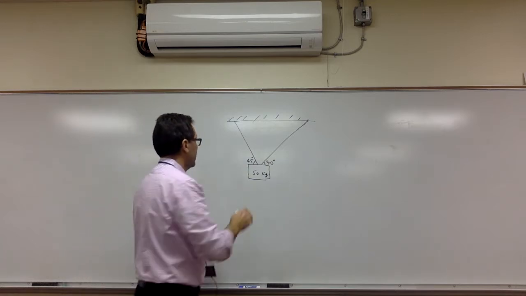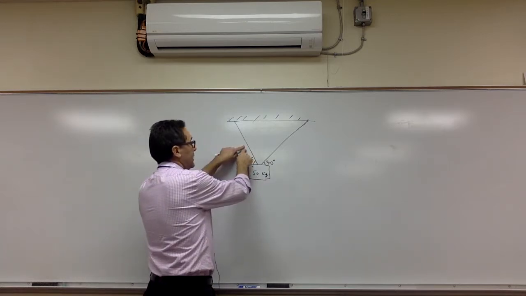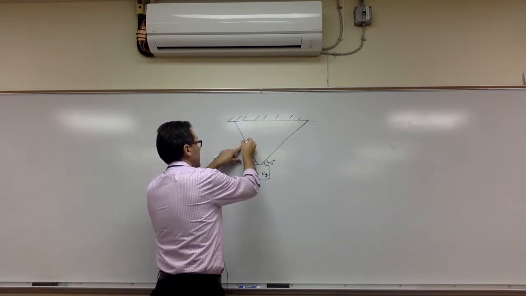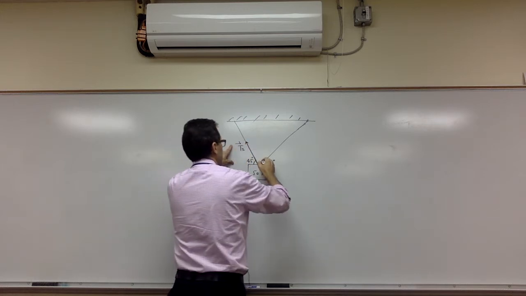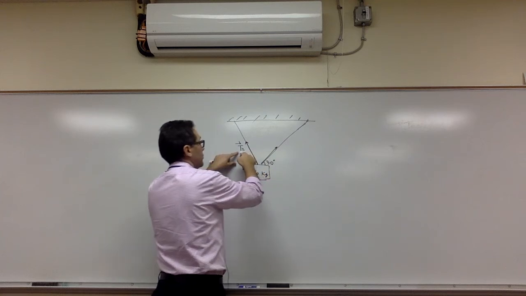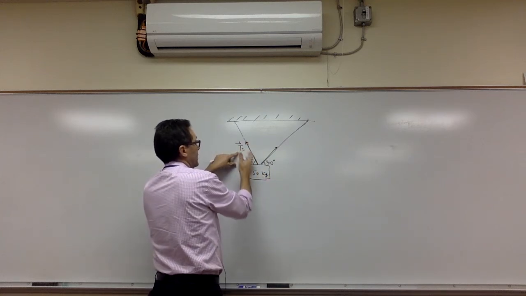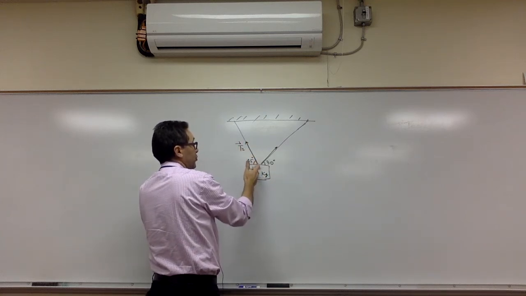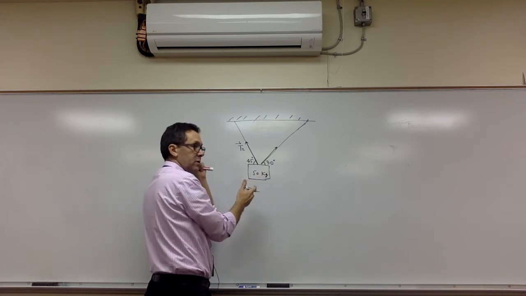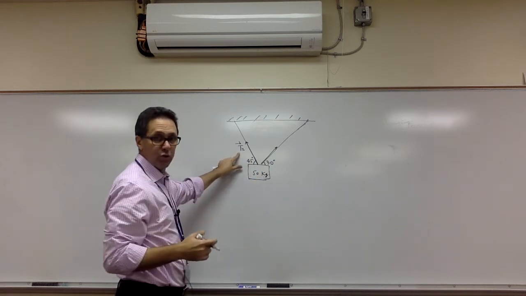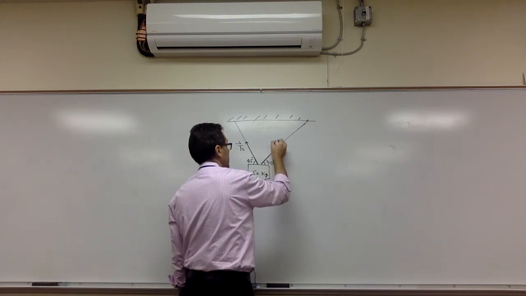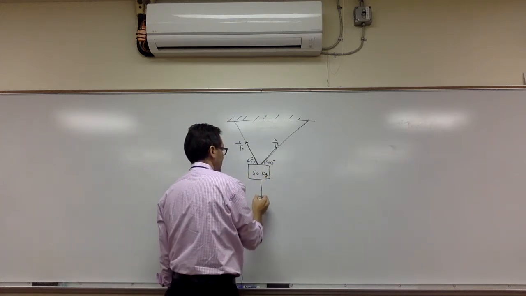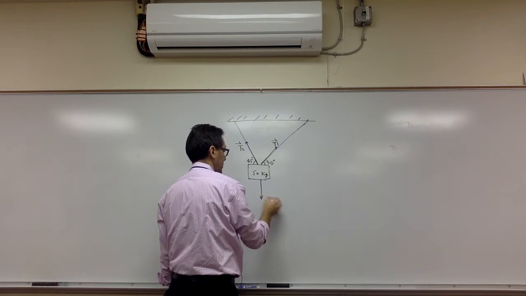You can see that this string here on the left I'm going to call string 2, so I'll call this tension 2. And I'll call this tension 1. You can see that this string is more vertical than this one, which means it has to support more of the 50 kilogram. So when we're done, the tension in 2 has to be greater than the tension in 1. And this is the tension in 1. And you have your usual mg.